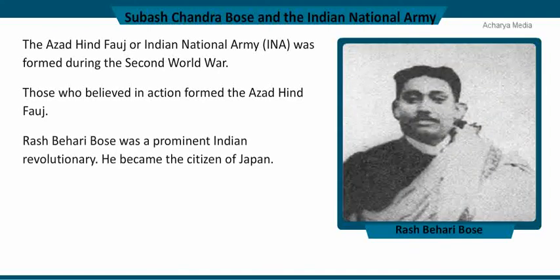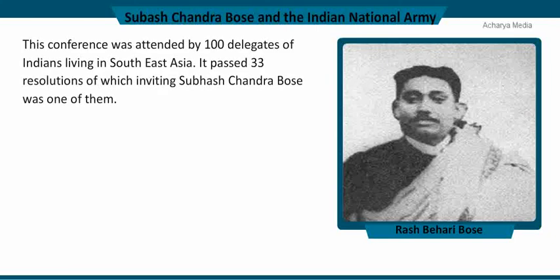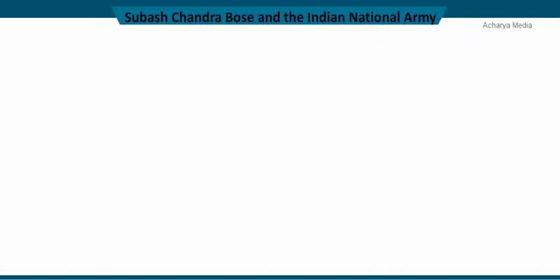Rash Bihari Bose was a prominent Indian revolutionary. He escaped from the hands of the British in 1915 and lived in Japan. He became the citizen of Japan. Yet, he had great love for India and fought for the Indian independence. An overseas Indian Independence League was established and a conference of this league was held in Bangkok, Thailand. This conference was attended by 100 delegates of Indians living in Southeast Asia and passed 33 resolutions, of which inviting Subash Chandra Bose was one of them.